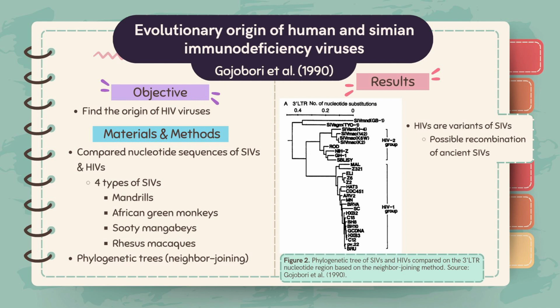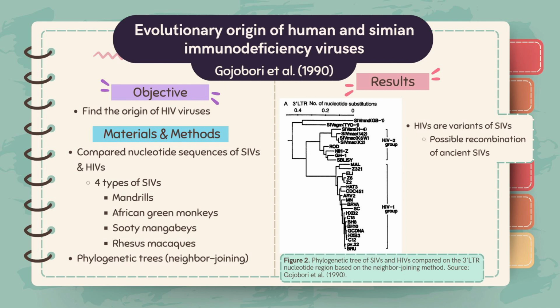They built phylogenetic trees based on neighbor joining, which links the closest relatives first based on genetic distance to minimize the total branch lengths of the tree. Figure 2 shows a phylogenetic tree of SIVs and HIVs based on the 3' LTR nucleotide region. The SIVs have an SIV prefix, and the rest are HIVs.